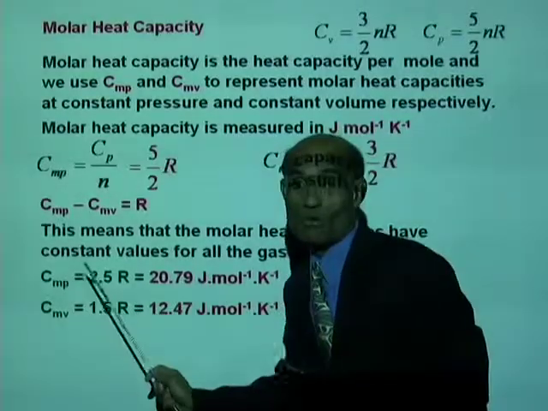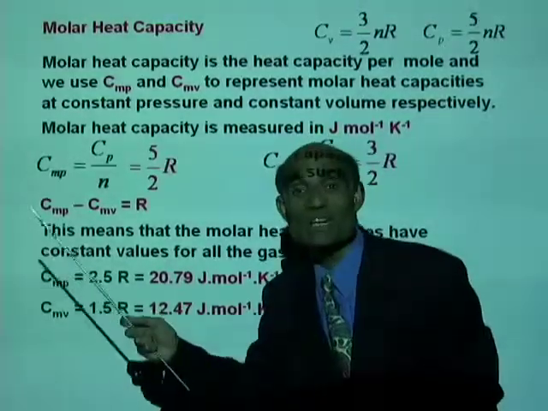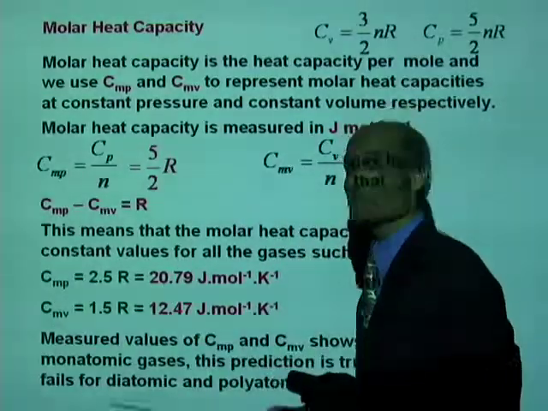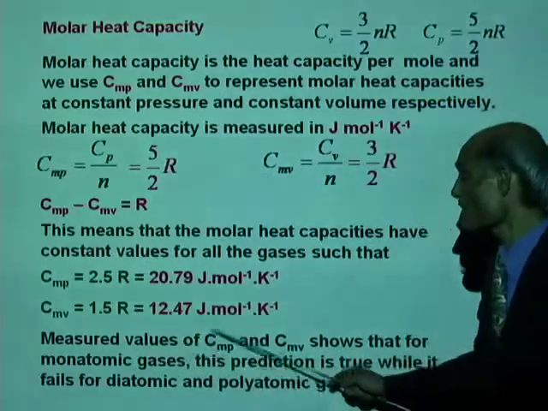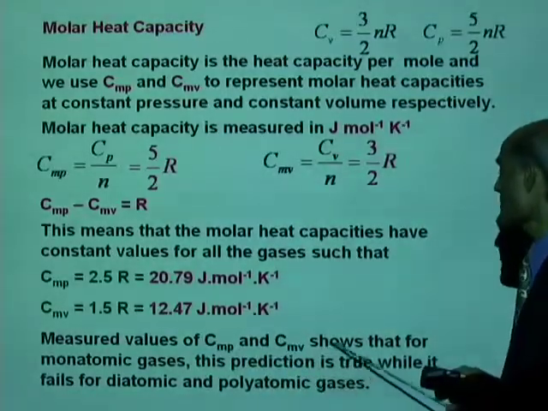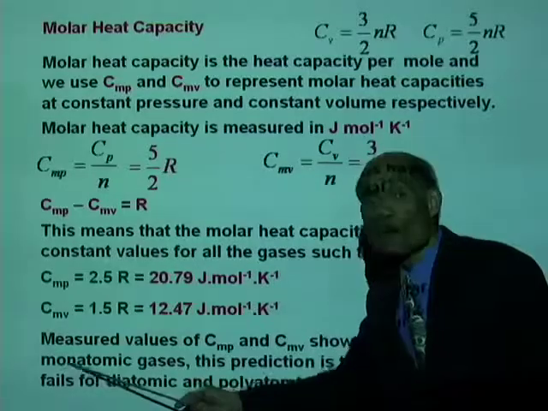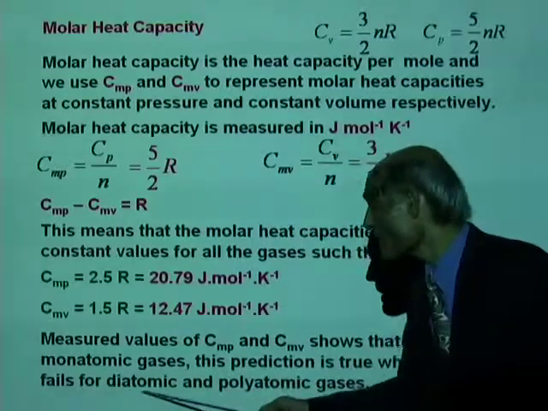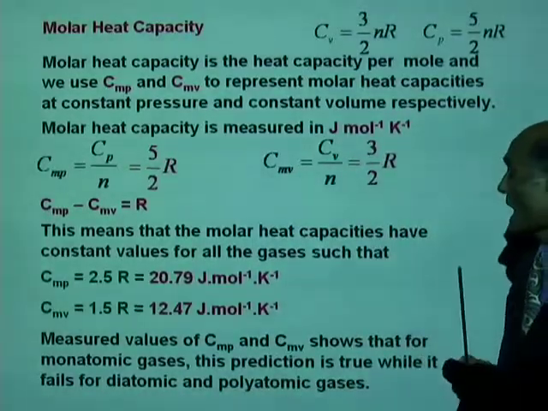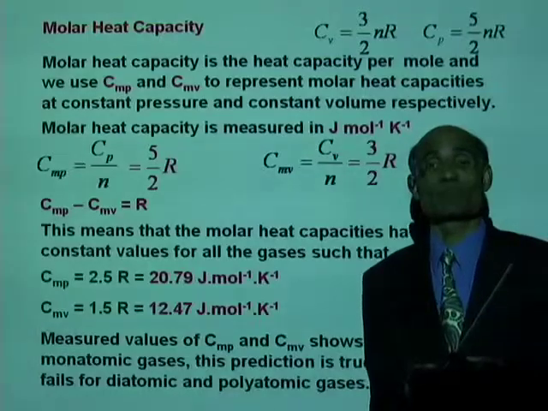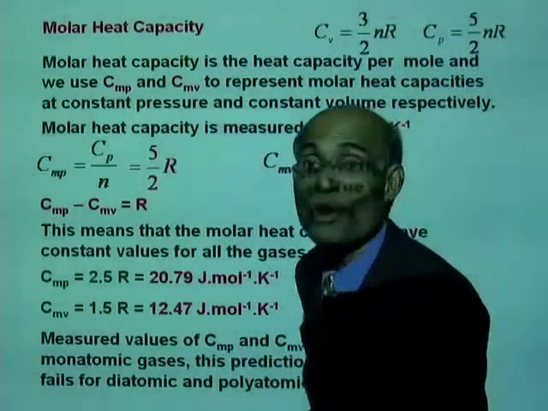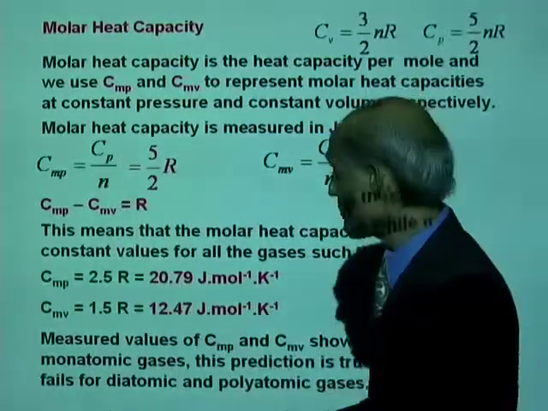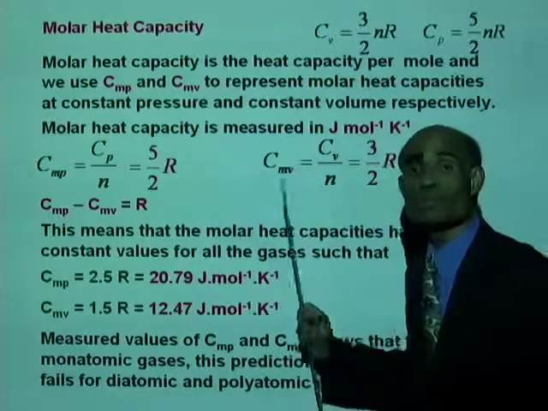Well, one consolation is we can check it very easily, because these quantities can be measured experimentally. Now look at this. Measured values of Cmp and Cmv show that for monoatomic gases, this prediction is true, while it fails for diatomic and polyatomic gases. So, are we all right, or do we have a problem? Well, we have a problem. What is the problem? Experiment. I'm going to give you a table of values.